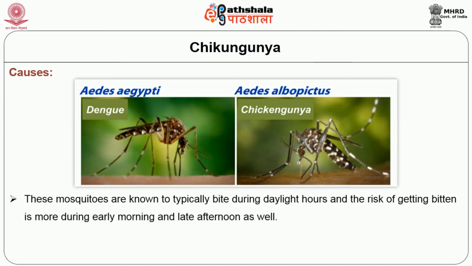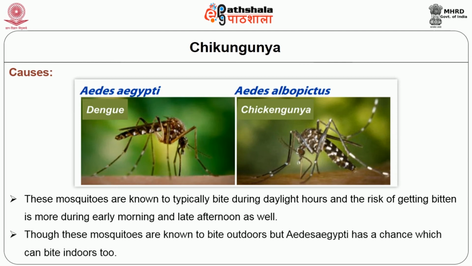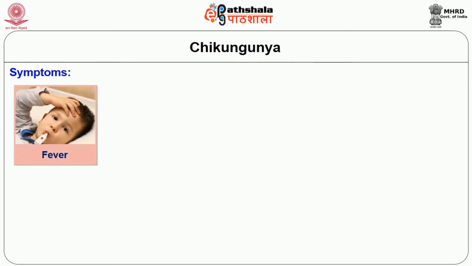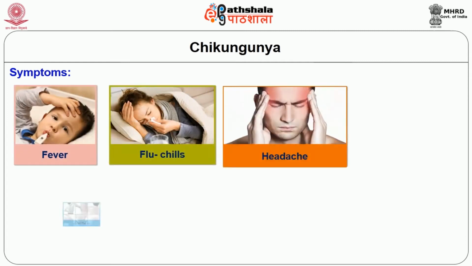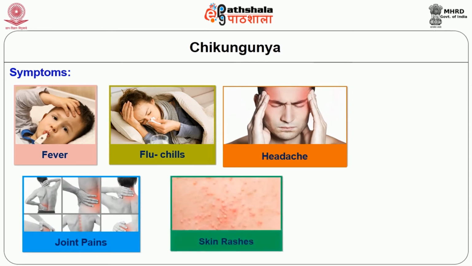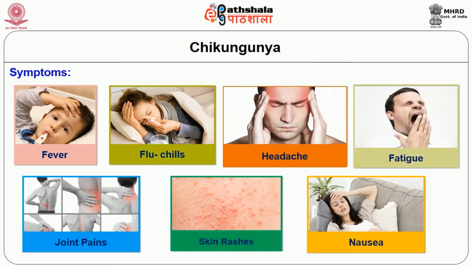These mosquitoes are known to typically bite during daylight hours, and the risk of getting bitten is higher in the early morning and late afternoon. Though these mosquitoes are known to bite outdoors, Aedes aegypti can bite indoors too. Symptoms of chikungunya generally progress to a subacute or chronic phase with fever, flu, chills, headaches, joint pain, particularly in the hands, wrists, ankles and feet, skin rashes, nausea and fatigue.